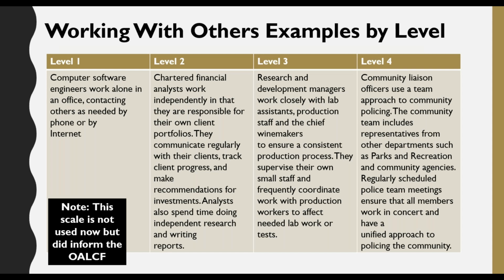At level 3, a research and development manager would work closely with lab assistants, production staff, and chief winemakers to ensure a consistent production process at a winemaking facility. They might also be supervising staff and coordinating with production to make sure that things happen when they're supposed to happen. At level 4, you might have a team approach to community policing with representatives from different local agencies and regularly scheduled meetings to ensure everybody's working together and has a unified approach. So that just gives you an idea of the scale as it existed, and how it did inform the OALCF to a certain degree.